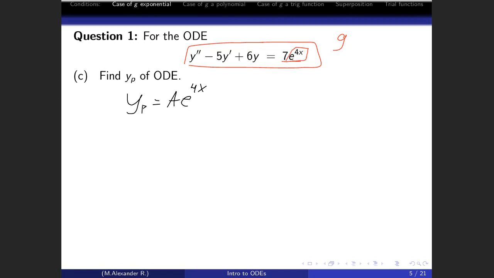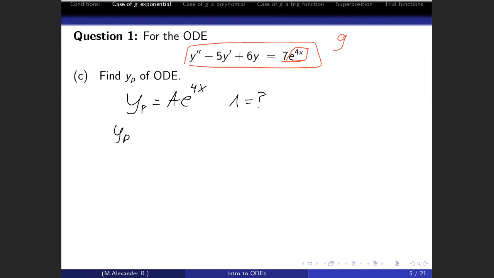It's of the exponential form, e to the 4x. And so that's why I'm going to make this educated guess that the solution should be a number a multiplied by e to the 4x. And now our task is to figure out what the a equals.